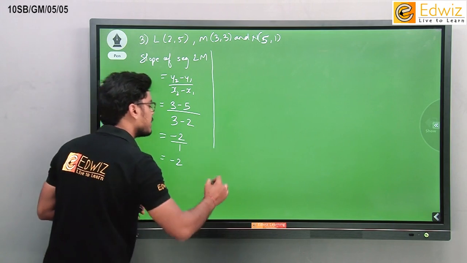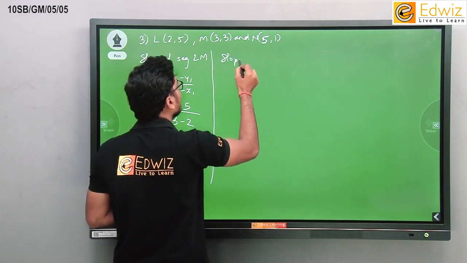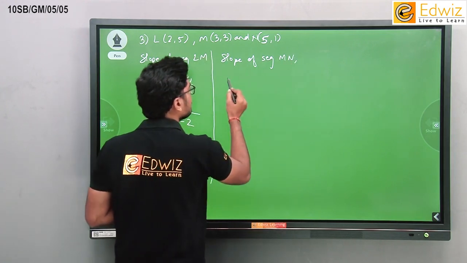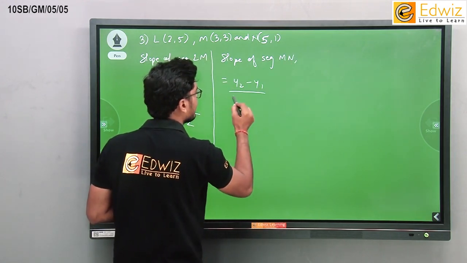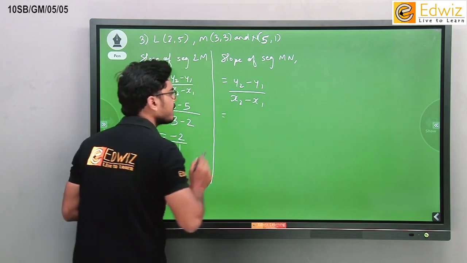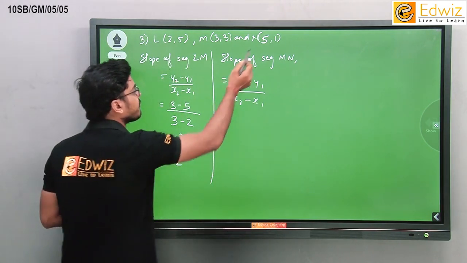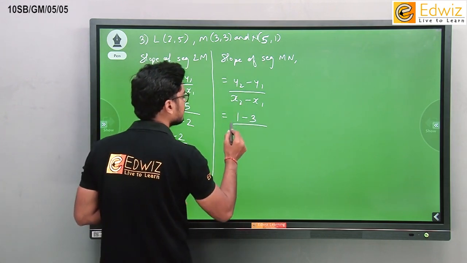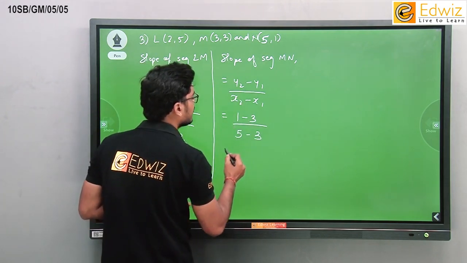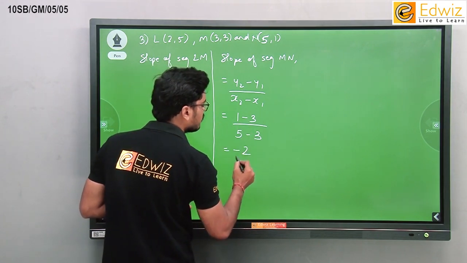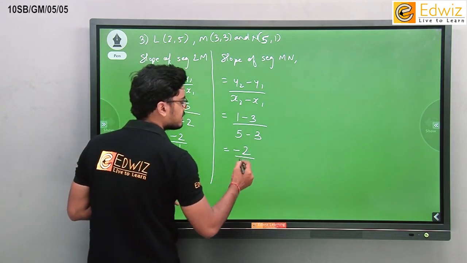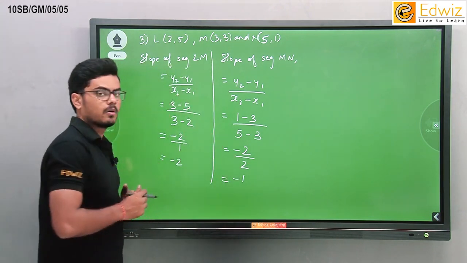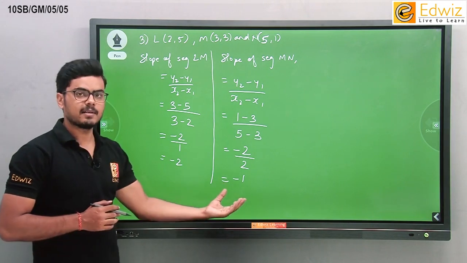Okay, similarly we will find slope of segment MN. This will be equal to y2 minus y1 upon x2 minus x1. Okay, so y2 here is 1 minus 3 divided by 5 minus 3. Okay, so 1 minus 3 is minus 2 and 5 minus 3 is plus 2. So here we are getting minus 1. Okay, that means the slopes are different.